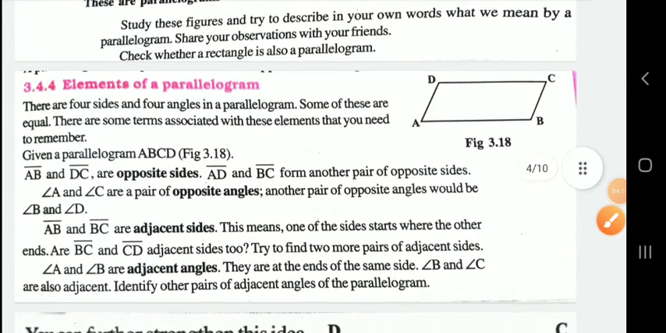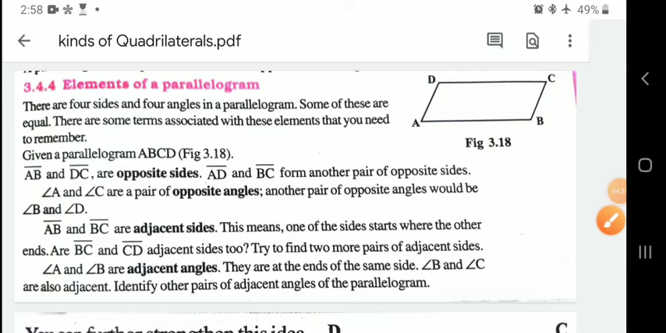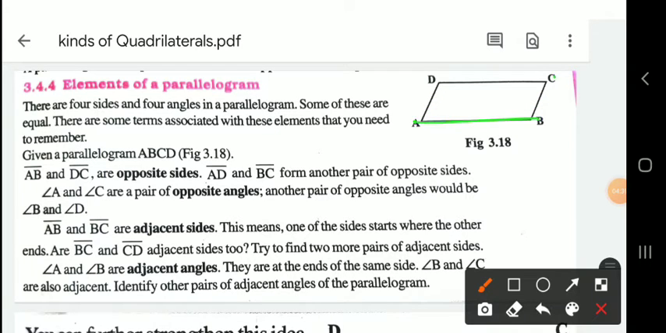Now what are the elements of parallelogram? AB bar and CD bar, AD bar and BC bar are called opposite sides. Angle A and angle C are called opposite angles. Angle B and angle D are also called opposite angles. Also AB bar and BC bar are called adjacent sides. AB bar and BC bar is one pair of adjacent sides. AD bar and DC bar are also adjacent sides.